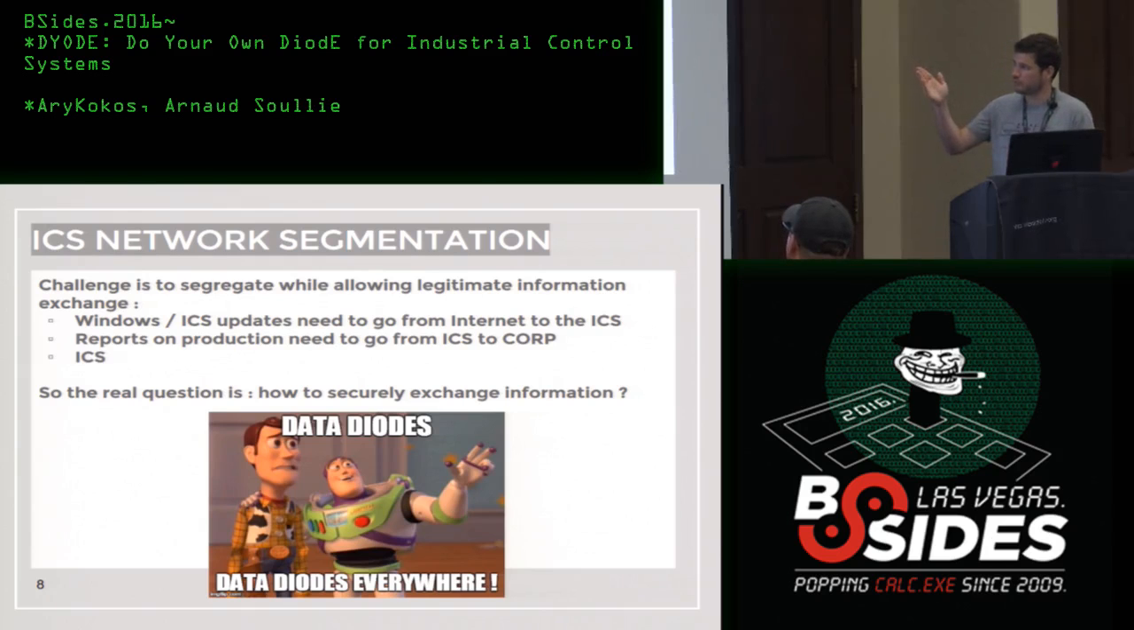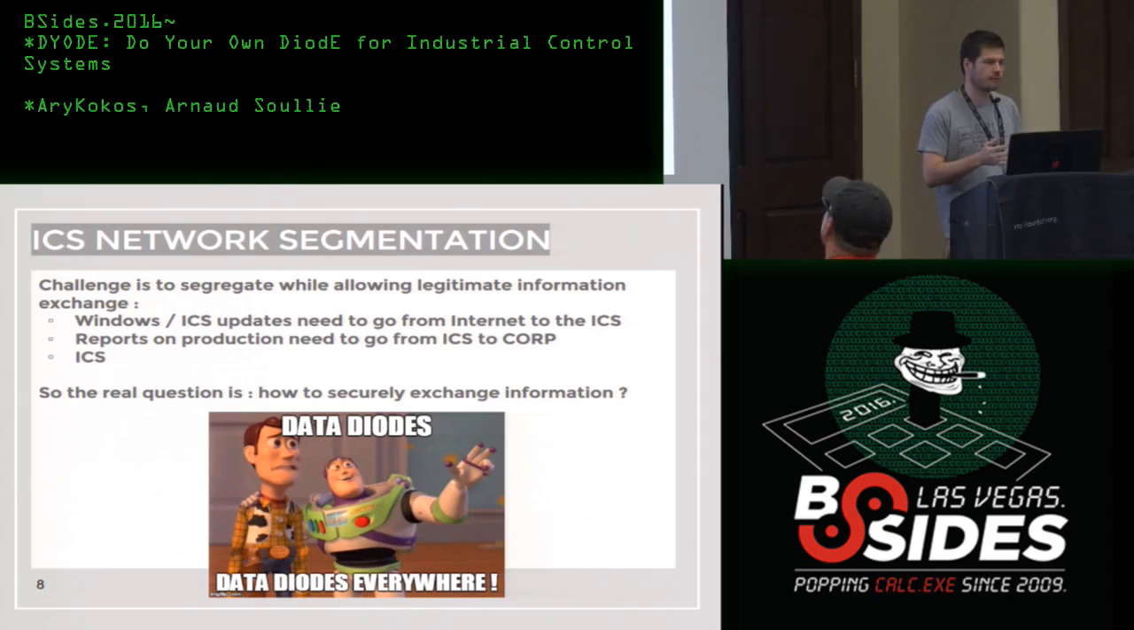Two simple use cases. The first one: sometimes people want to perform security updates on their ICS. Not so frequent, but it happens. So there's a legitimate need to transfer the updates from the corporate network or from the internet to the ICS. The other use case is the need to export some production data from the ICS to the corporate network to be able to design dashboards for the COMEX.